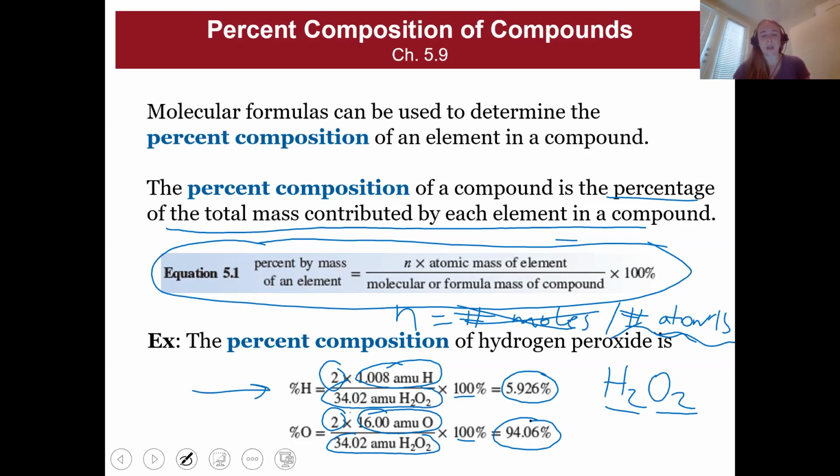94.06% oxygen. Now, you might not have guessed that because we have 1 hydrogen per every oxygen atom. So it could be like 50-50, right? No, because it's based on the mass, oxygen has a mass that is about 16 times bigger than hydrogen. So the percentage that it takes up is about 16 times bigger. I'm not going to calculate that exactly for you, but you can see that it is quite a bit bigger, even though you might not have expected that, and that's because this is percent composition by mass.